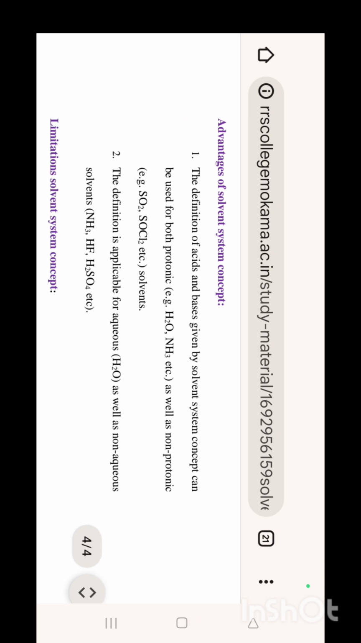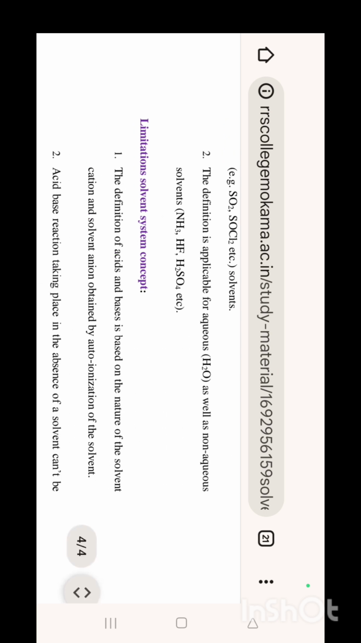Advantages of the solvent system. The definition of acids and bases given by the solvent system concept can be used for both protic as well as non-protic solvents. The definition is applicable for aqueous as well as non-aqueous solvents. Limitations of the solvent system concept.